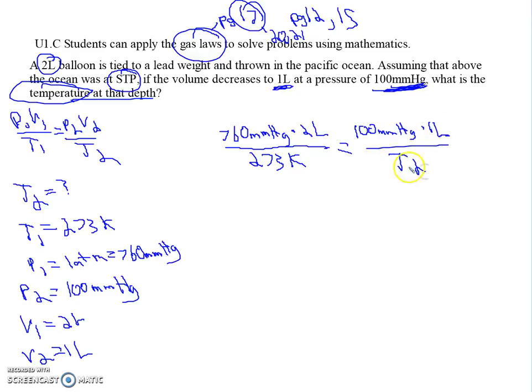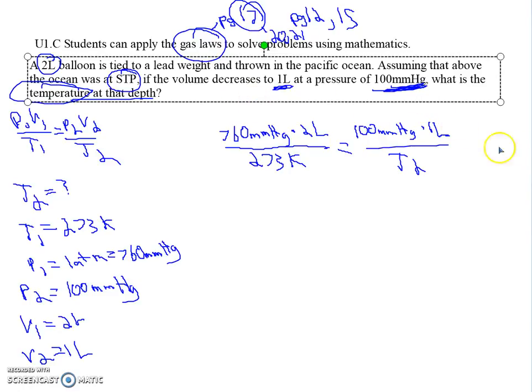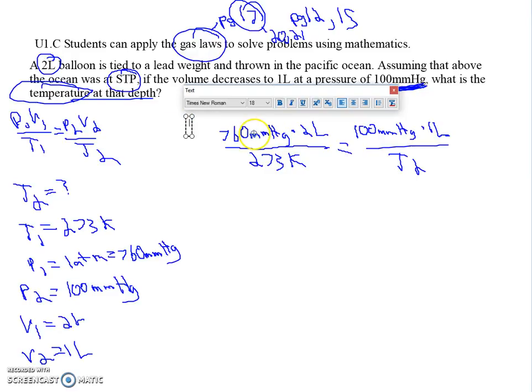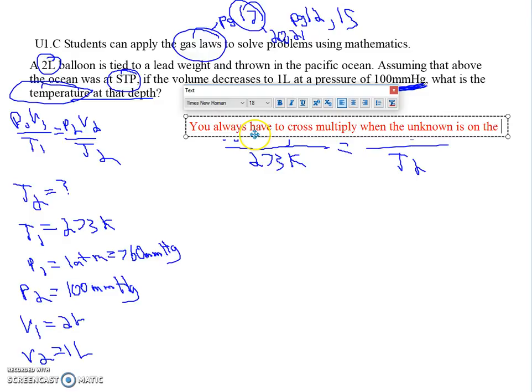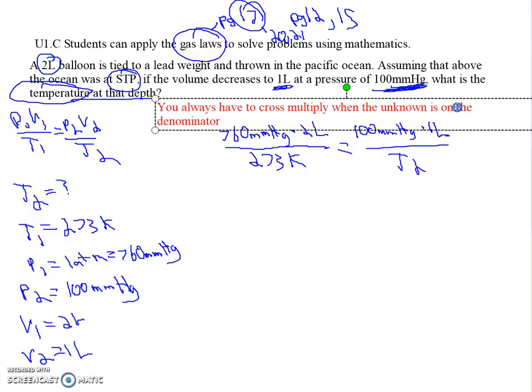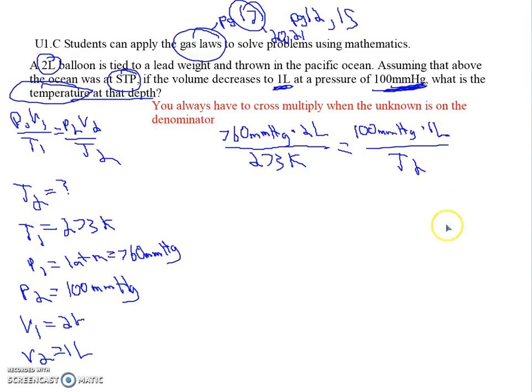We don't write question marks, just write the variable. So now I need to ask myself, do I need to cross multiply? And yes, you do. You always have to cross multiply when the unknown is on the denominator. So my variable is T2 and it is on the denominator. So I'm going to do that.